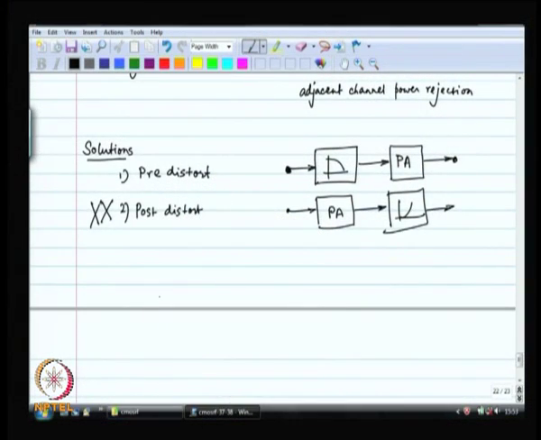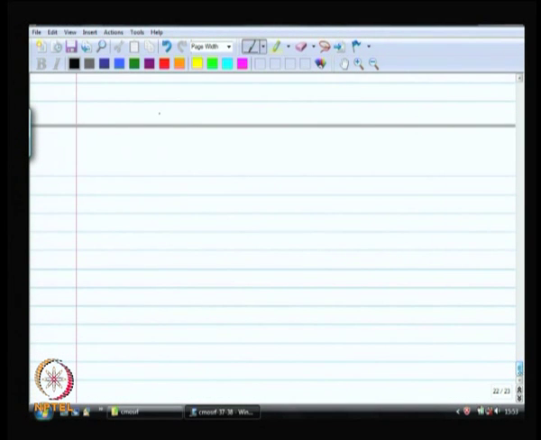The pre-distortion is still okay as a system, but you know, it is very hard to build. What else could we do? Is there anything else that we could possibly do? Any thoughts? Well, you can think of using feedback.